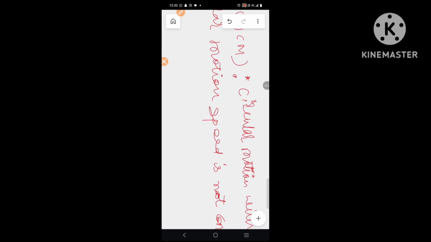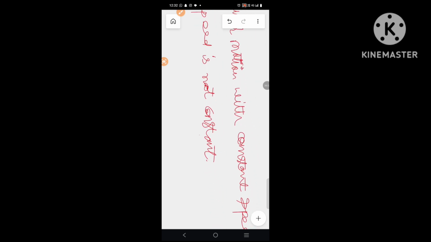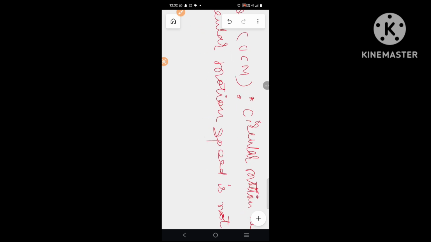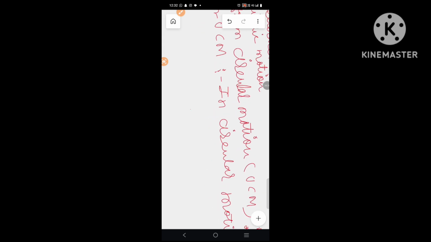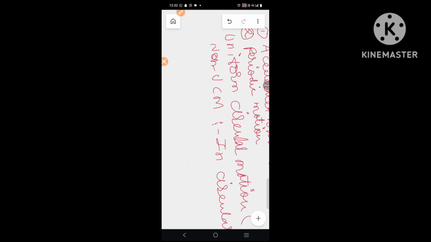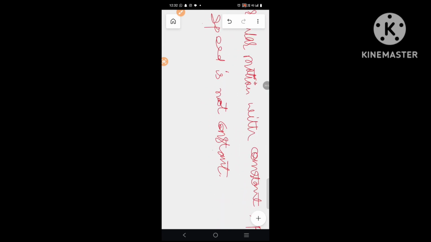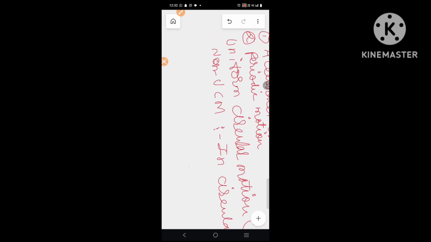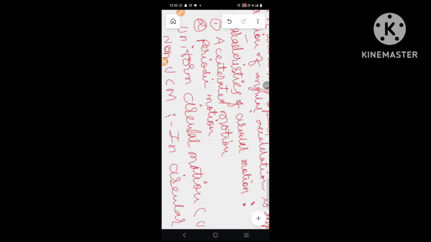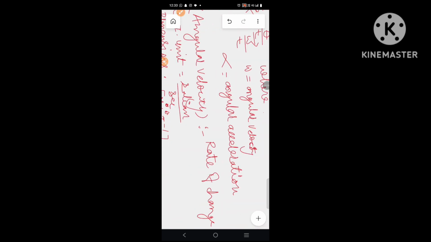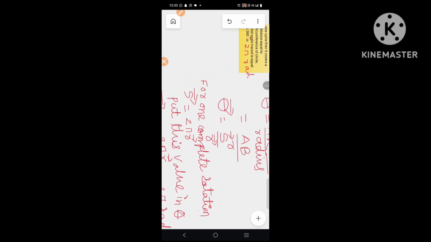Uniform circular motion: any circular motion in which speed is constant is uniform circular motion. Non-uniform circular motion, non-UCM: in circular motion, when speed is not constant, you can say that the motion is non-uniform. What are the characteristics of circular motion?